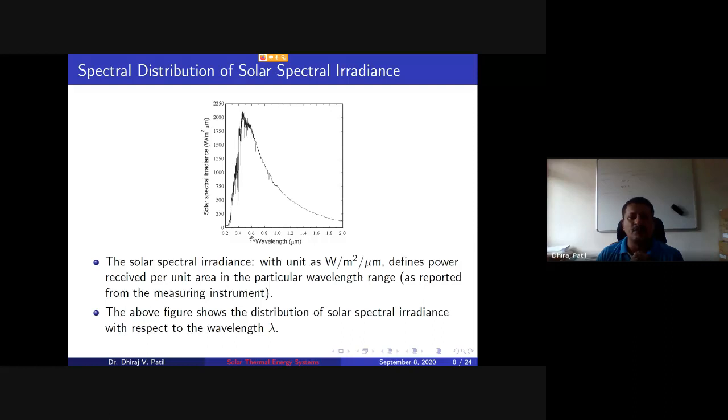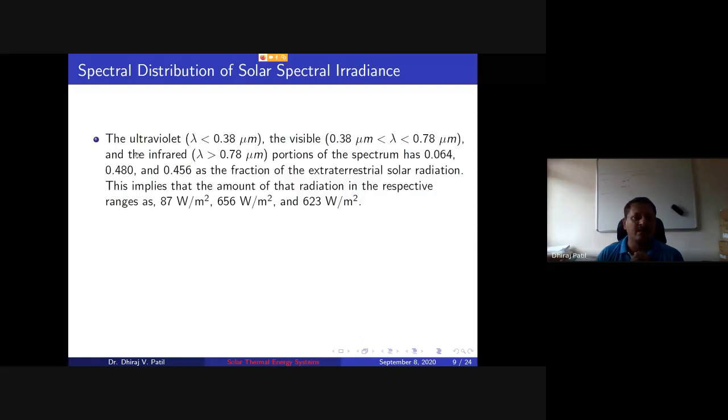Most of the energy is distributed in the visible range. If you look at the ultraviolet range, the wavelength is basically less than 0.4 microns, the visible range is 0.4 microns to 0.8 microns, and infrared is more than 0.8. So the portions of the spectrum are about 6.6% ultraviolet, 48% visible, and 45% infrared.